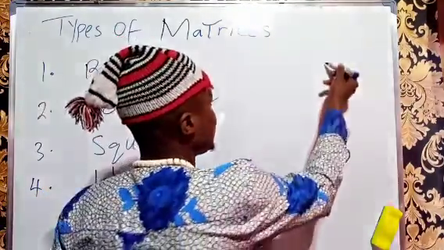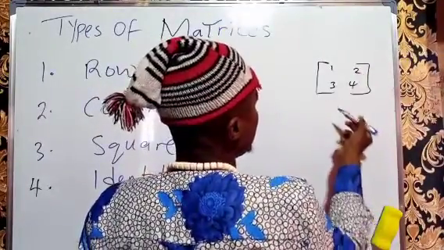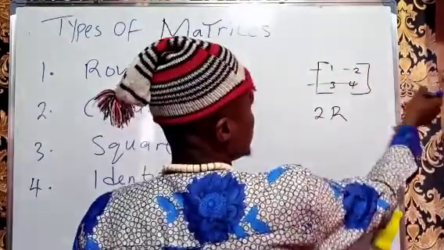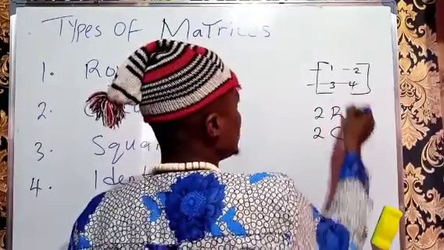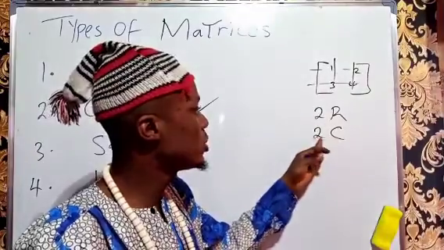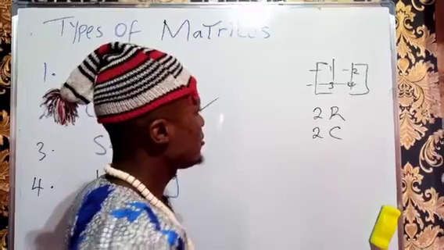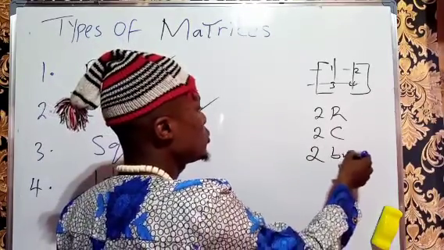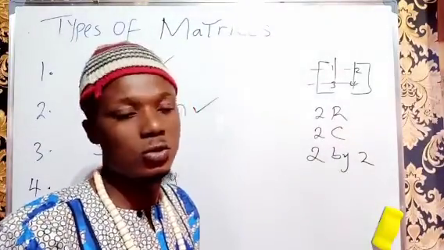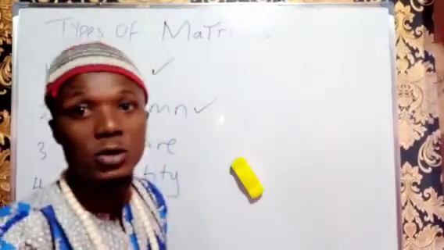For example, 1, 2, 3, 4. This has 2 rows. Look at it. 1, 2. The rows are 2. It also has 2 columns, 1 and 2. So you've seen that the number of rows is equal to the number of columns. Therefore, it is a square matrix. But this kind of square matrix is a 2 by 2 square matrix because the row is 2 and the column is also 2. So let's see, we can still have the 4 by 4 or 3 by 3 square matrix.